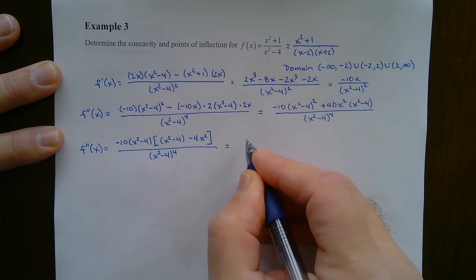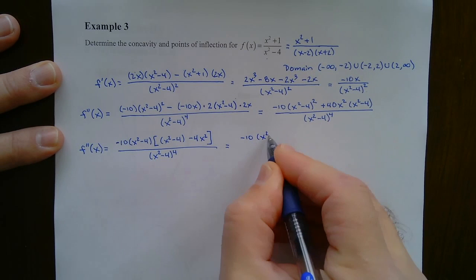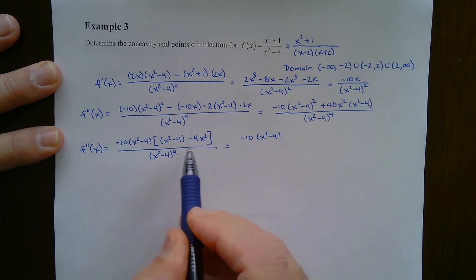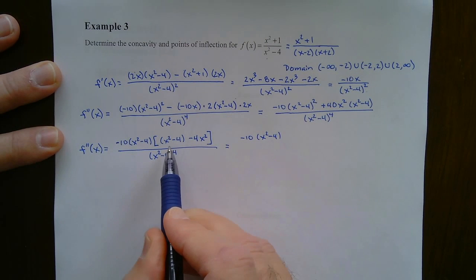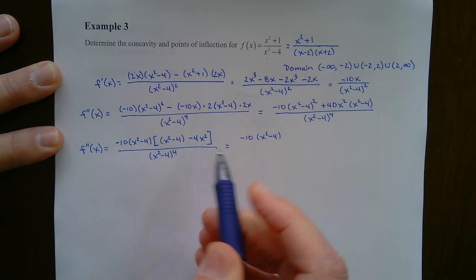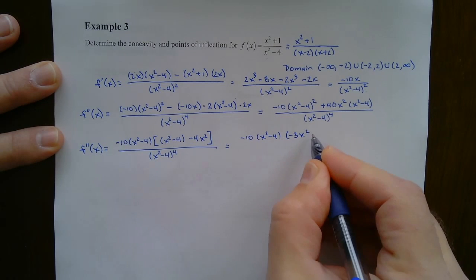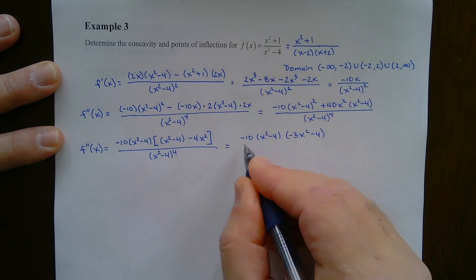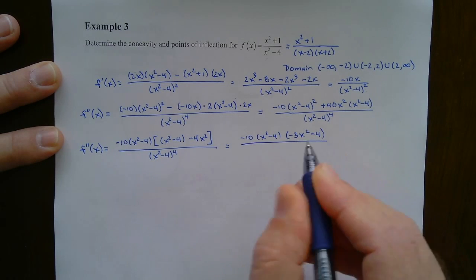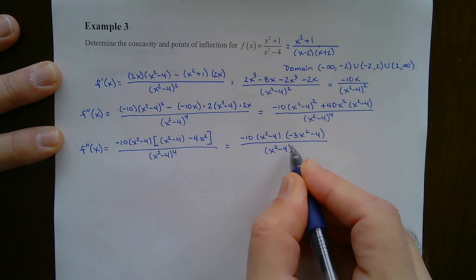Okay, clean this up a little bit. This is negative 10 times x squared minus 4. And cleaning this up, this becomes a negative 3. Okay, so because we have an x squared here, minus 4x squared, this would be negative 3 x squared minus 4. All over x squared minus 4 to the 4th power.